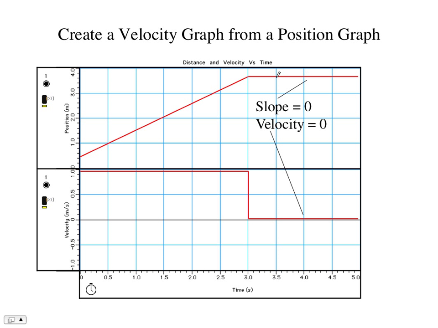And the final part here, the slope is 0, so the velocity is 0. So we have a 1 meter per second velocity for about the first 3 seconds, and then it drops to 0. It wouldn't drop instantly. If this was somebody walking, you'd have to have some sort of curve here, but we can idealize the graph and show a vertical line, and then it stays at 0.